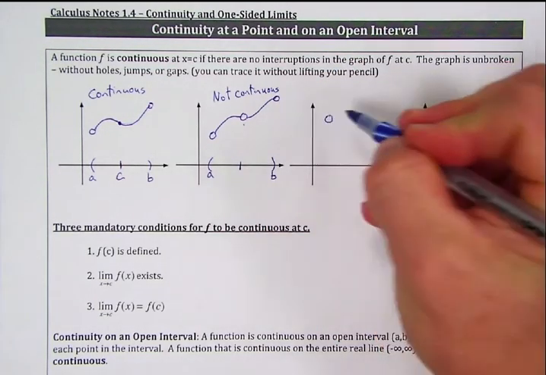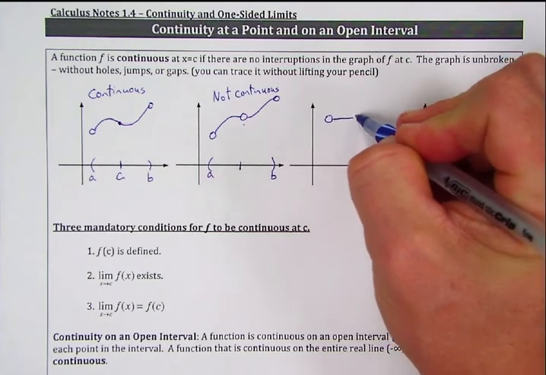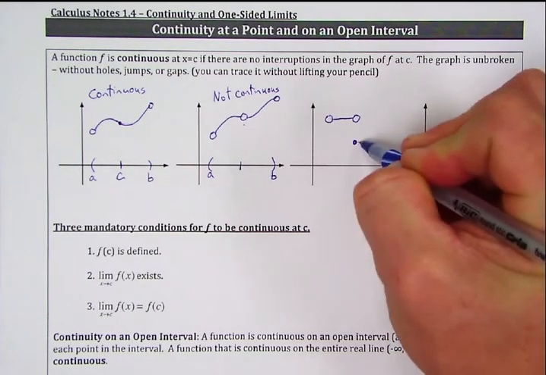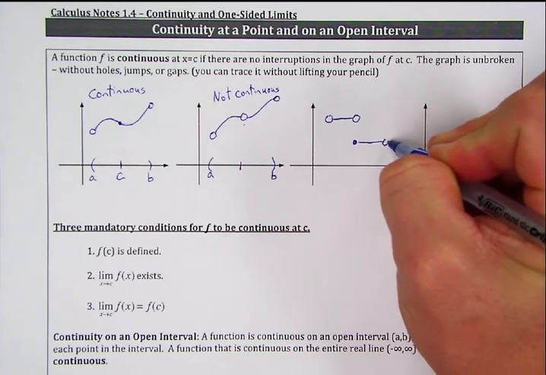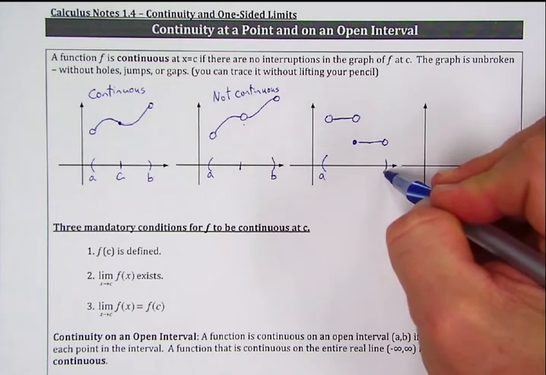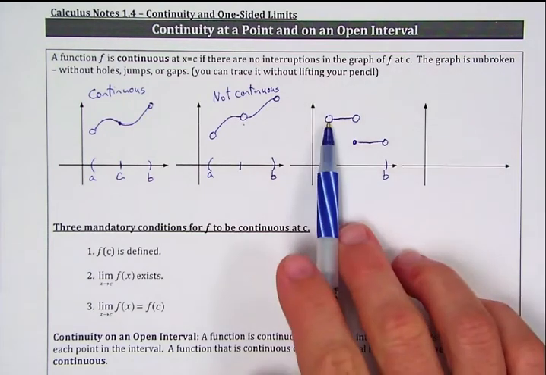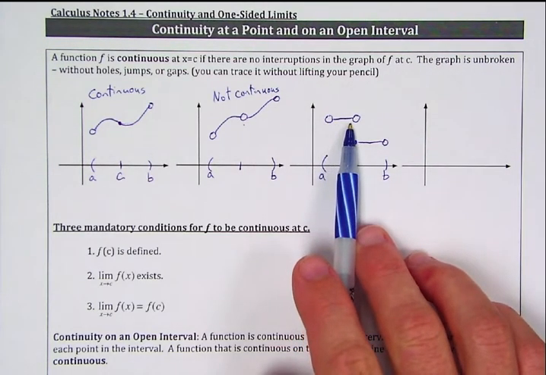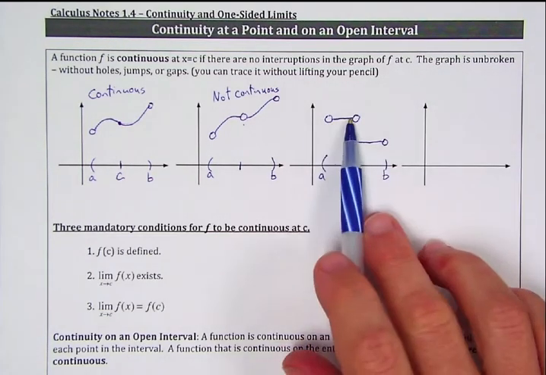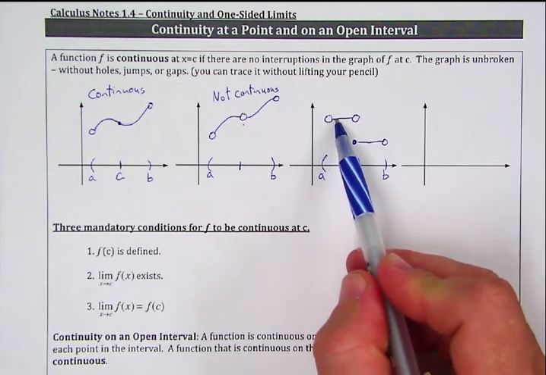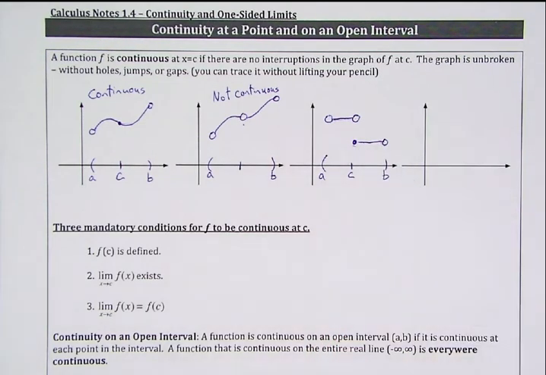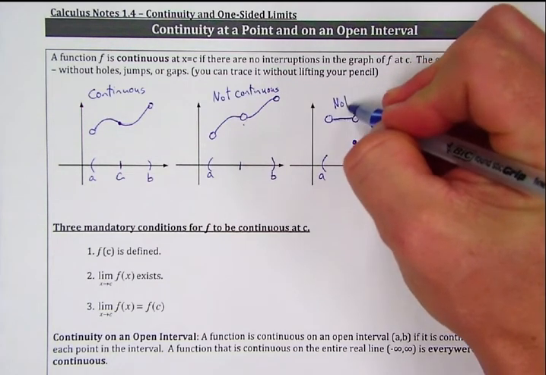Another way is if we have something like a step function. So now on the interval a through b, we could pick a c right here. And this would not be continuous because if we tried to trace this, we would have to lift our pencil and move it down here to continue tracing it. So this is not continuous.